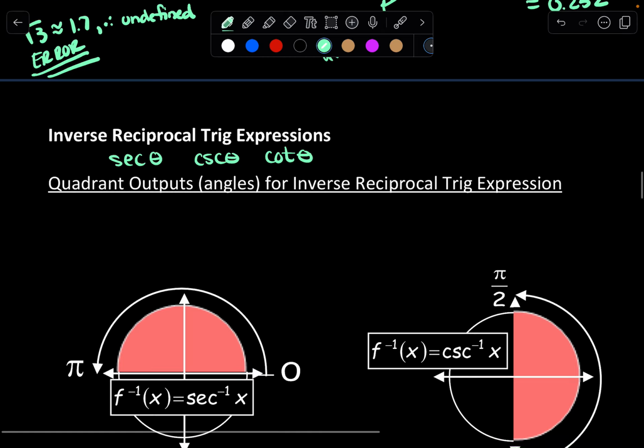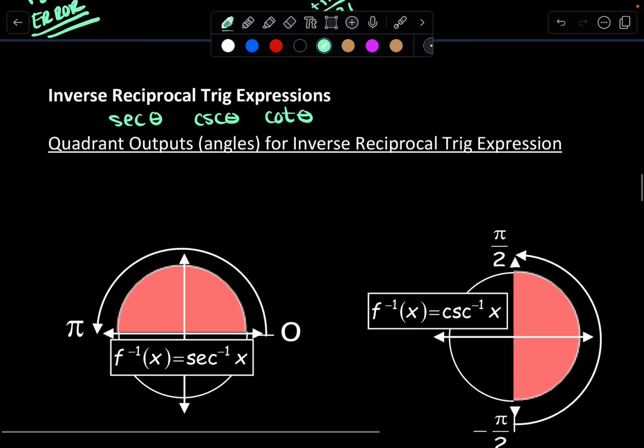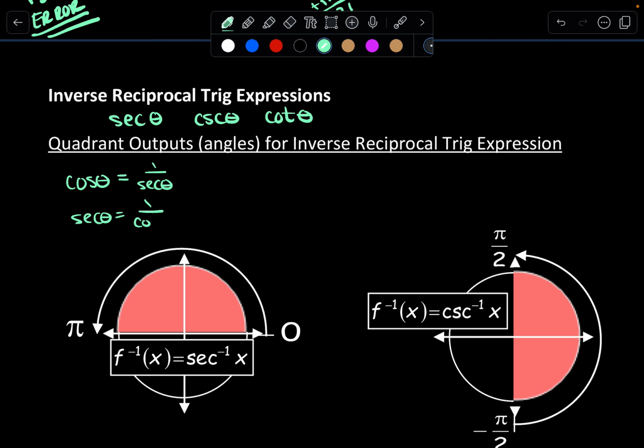But luckily they have close ties with their counterparts. So let's start with secant. The reciprocal of secant is going to be cosine. So just recall that cosine theta is equal to 1 over secant theta, or secant theta is equal to 1 over cosine theta. So they are the reciprocals of one another.